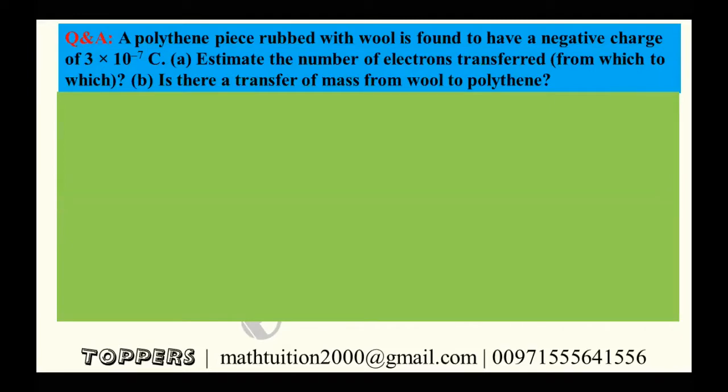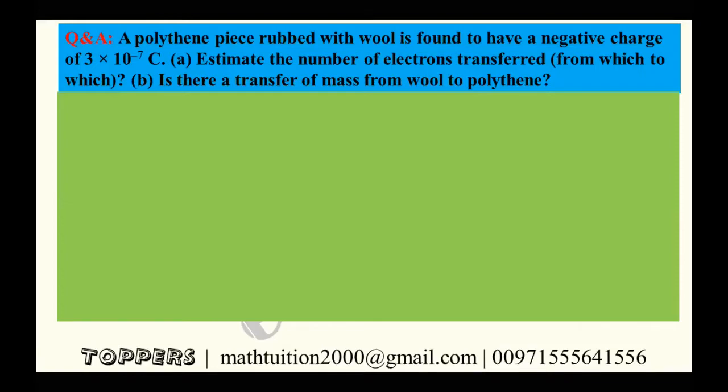First question for you. A polythene piece rubbed with wool is found to have a negative charge of 3×10⁻⁷ coulomb. Estimate the number of electrons transferred from one object to another object. From which object to which? Second part: is there a transfer of mass from wool to polythene? So just pause the video, try yourself, and come back to check the answer.